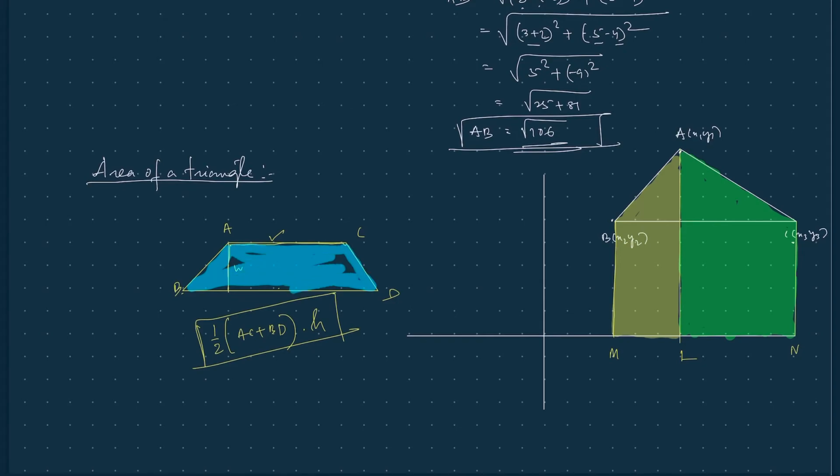So now we need to know the area of this triangle. First we will see how this area will become.